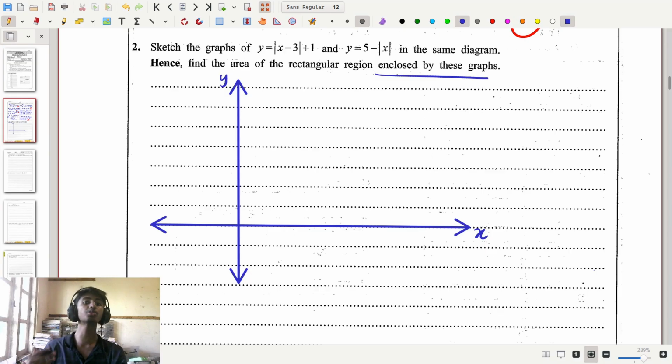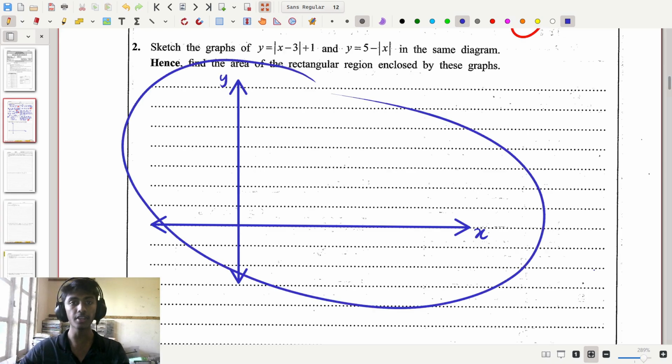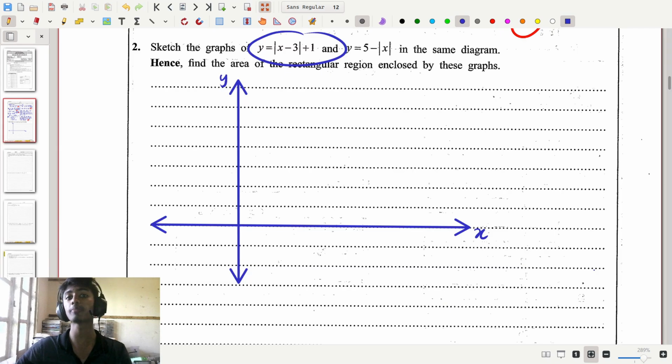So basically, when you draw these two graphs, there is going to be a rectangular region enclosed by them that we will see when we draw the graphs. And then given that, we need to find the area on the inside of this rectangular region. Now, to start off with this question, the first thing we're going to do is to draw some coordinate axes like this that we can then use in order to draw the graphs of y equals modulus of x minus 3 plus 1 and y equals 5 minus modulus of x in the same diagram.